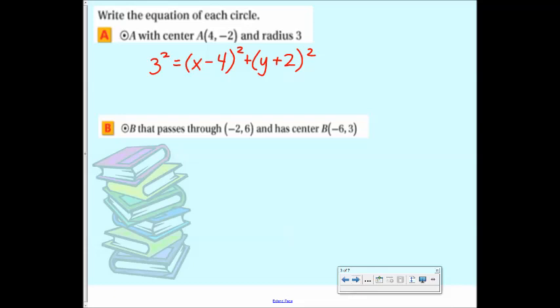If you write y minus negative 2, that's also correct. It's just shorter to write y plus 2. So either of those is fine. It's just shorter to write it the other way.